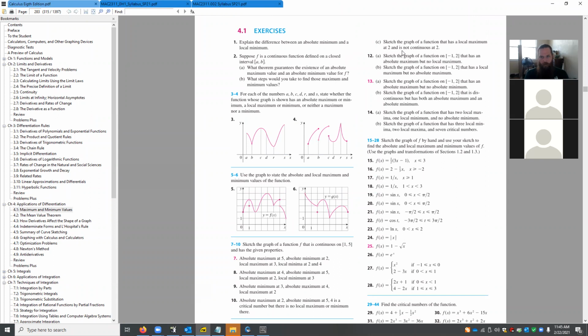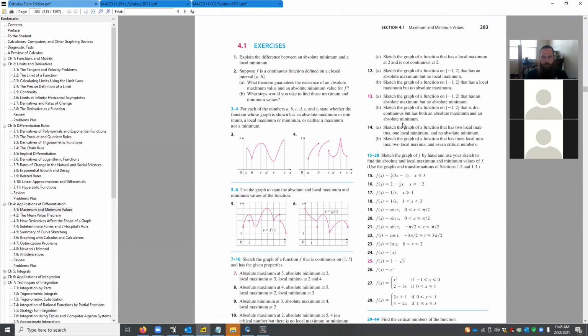Sketch a graph of a function that has a local max at 2 and is not continuous at 2. So I would like to work one of these. Absolute max, but no absolute min. Local max. So 12, this is technically not possible. This is what I meant when I said the book has some issues. Any absolute max is automatically a local max.